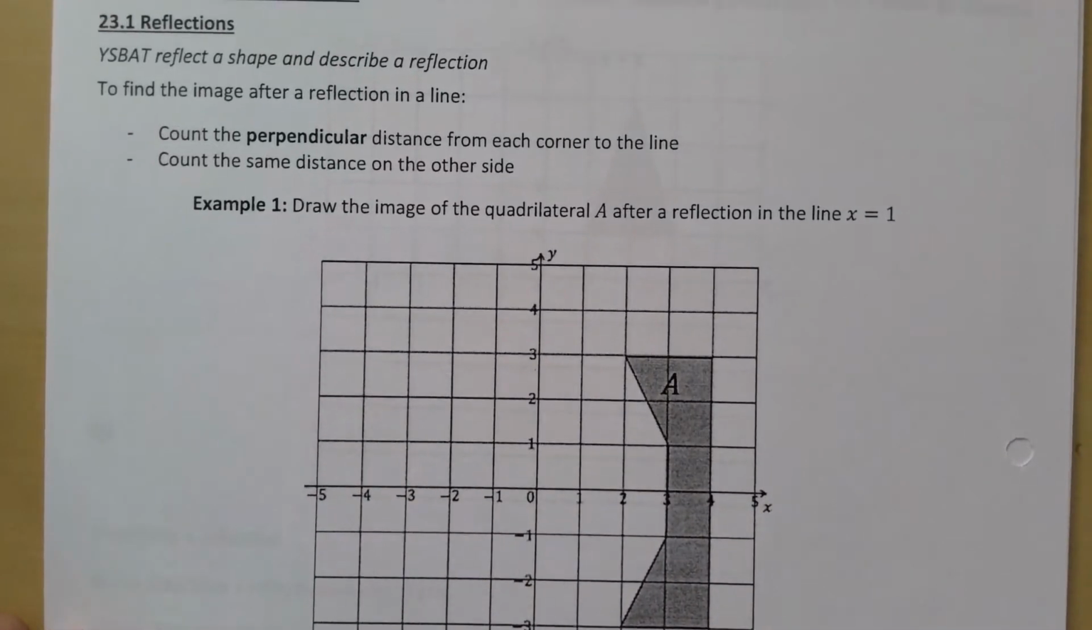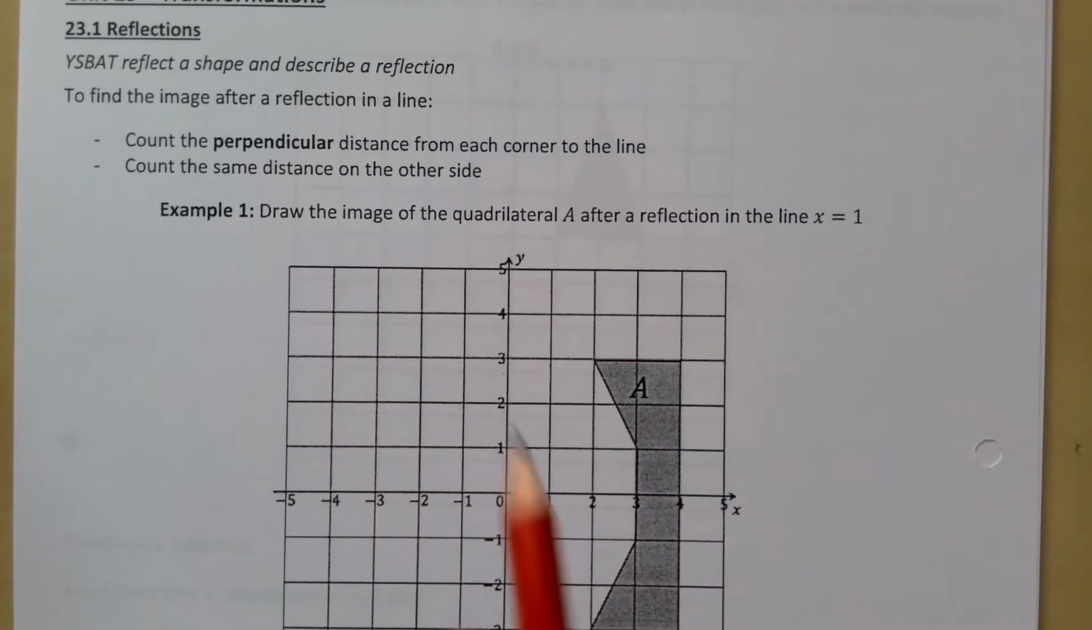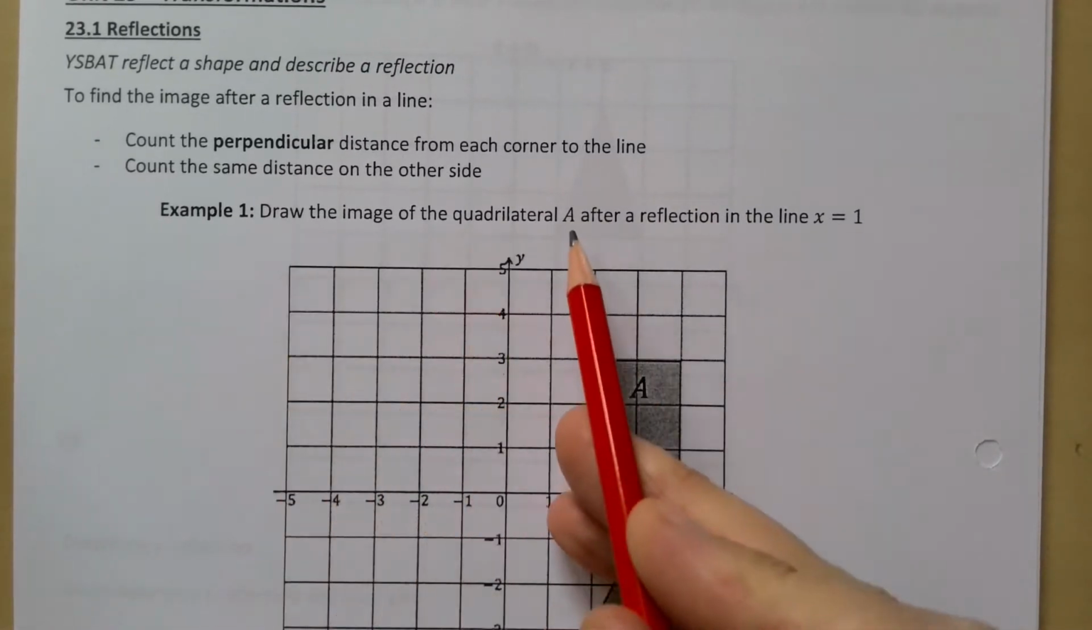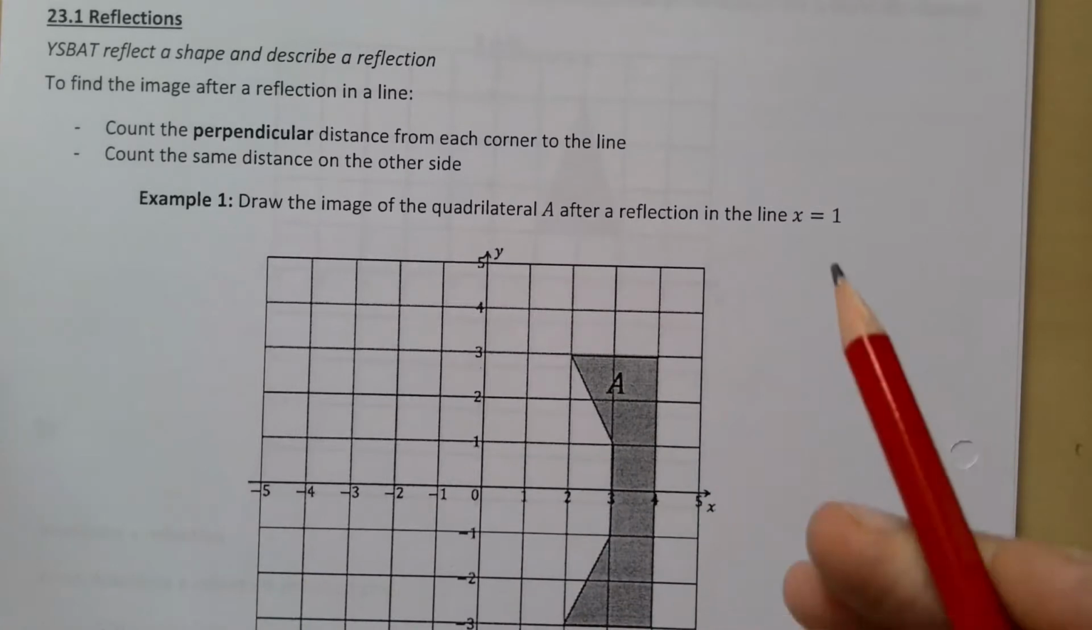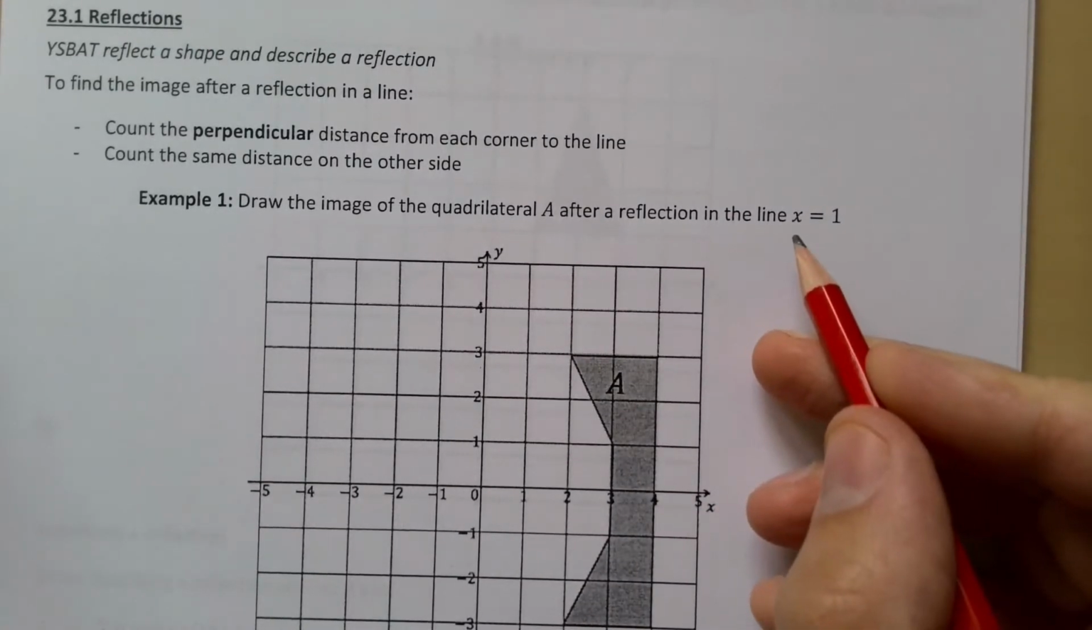GCSE video, then, on the first one on transformations. So we're looking at reflections. Draw the image of the quadrilateral A after reflection of the line x equals 1. It's very straightforward. The hardest bit about this is knowing about the line x equals 1.